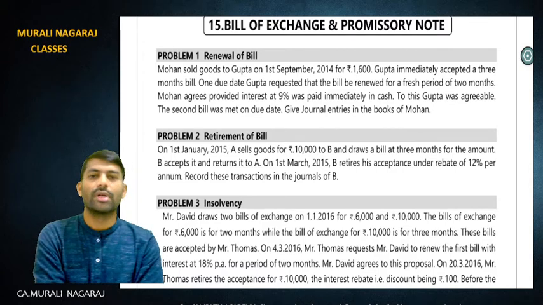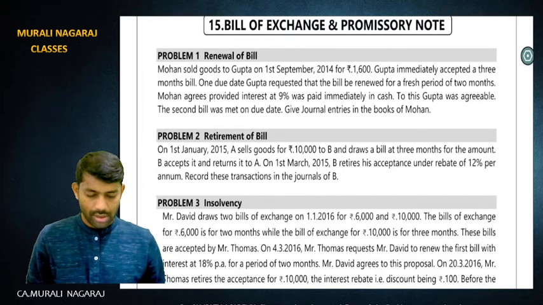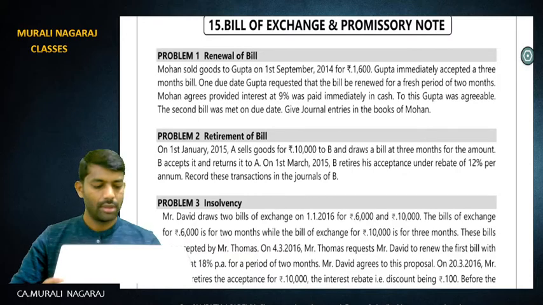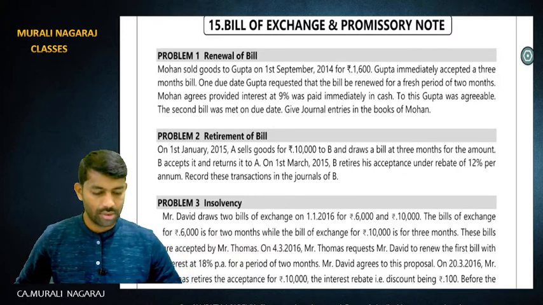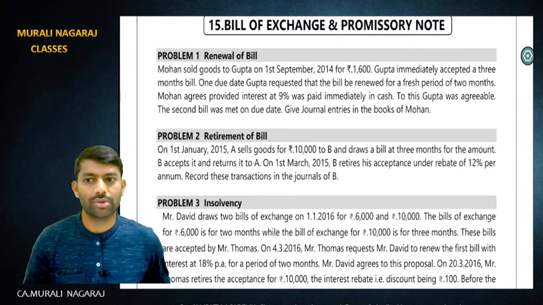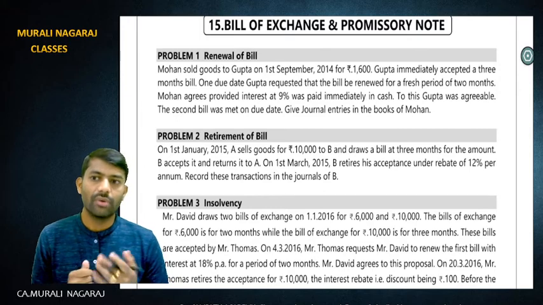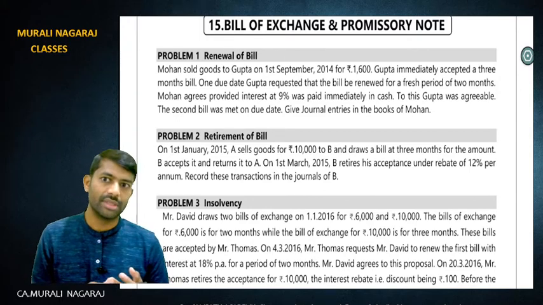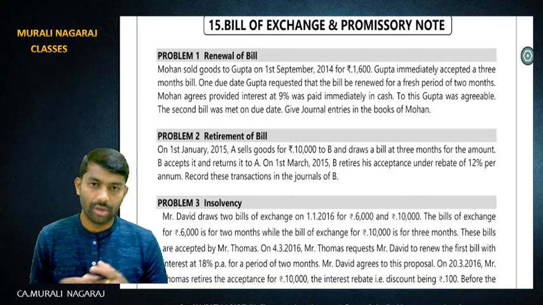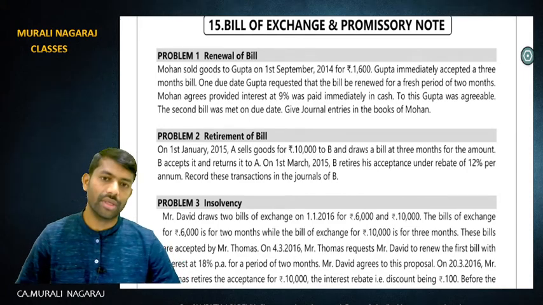So for accommodation bill, one concept is there that we will do. Let's go to the problems. Problem number one, renewal of bill. Usually the majority of the questions will be in the books of the receiver of acceptance, because in his books we have multiple options such as hold till maturity, endorse to creditor, discount with banker, renewal of bill. So in that case, how will it be?